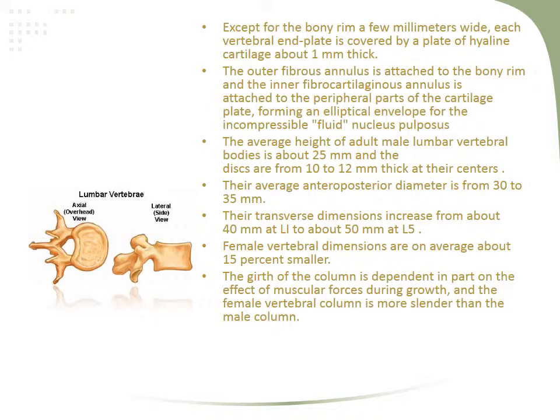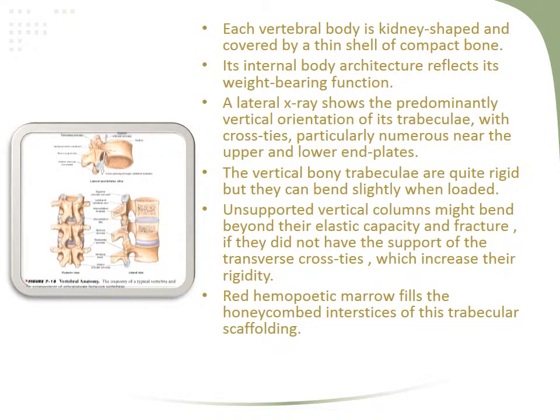The girth of the column is dependent in part on the effect of muscular forces during growth, and the female vertebral column is more slender than the male column. Each vertebral body is kidney-shaped and covered by a thin shell of compact bone. Its internal architecture reflects its weight-bearing function.